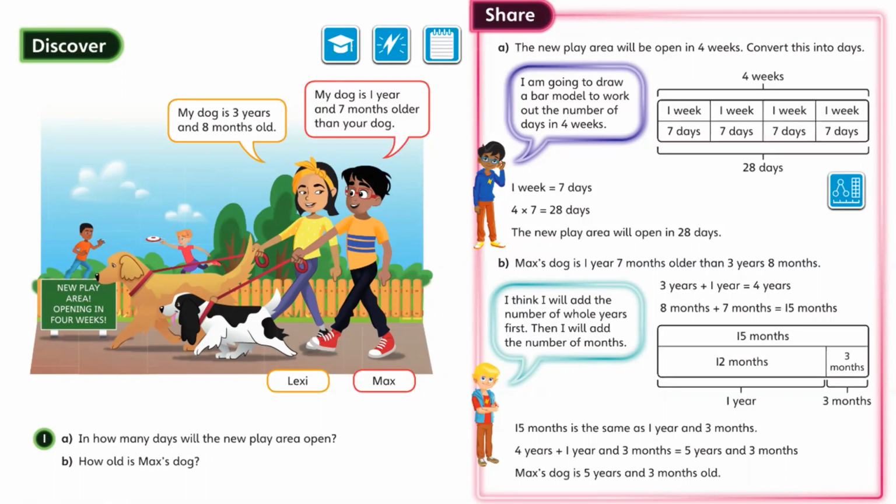So we're going to convert the 15 months here into 12 months and 3 months. And the reason I've chosen 12 months is because 12 months is equivalent to 1 year. So that's 1 year and 3 months. So now we've got 4 years plus 1 year and 3 months. So the total is going to be 5 years and 3 months. So Max's dog is 5 years and 3 months old.